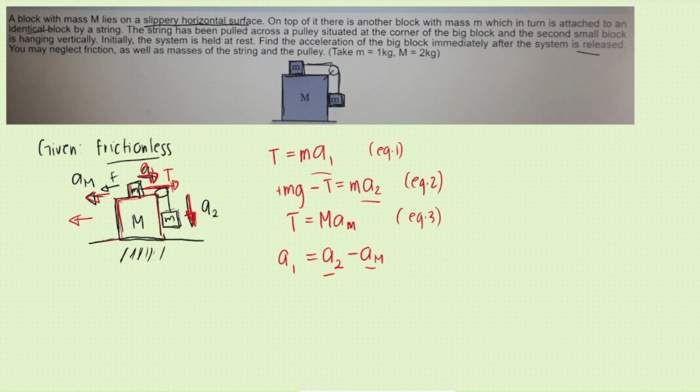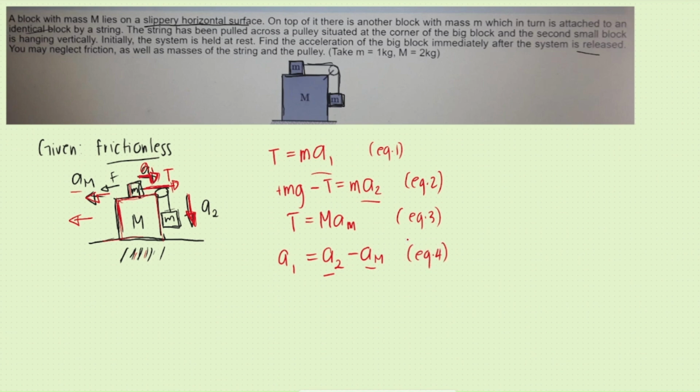But if relative to ground, since M is already also moving towards the left with acceleration A_M, then you just subtract A2 minus A_M. So this is now our acceleration A1, the acceleration of the block on top of the big mass M. That's clear, right? So now this is our equation 4.